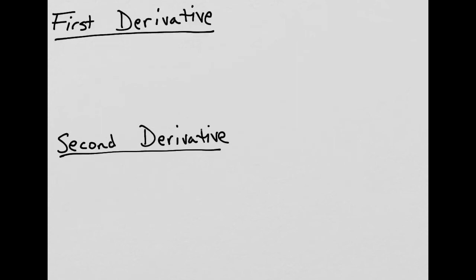All right, I want to leave off with just some general facts about first derivatives and second derivatives. So real quick, if the first derivative is positive, then your original function is increasing. If your first derivative is negative, then your original function is decreasing.